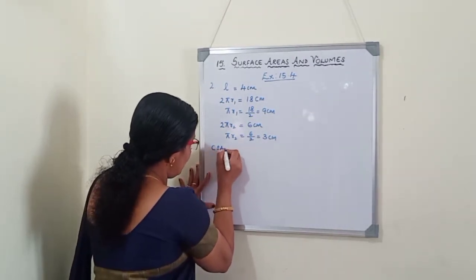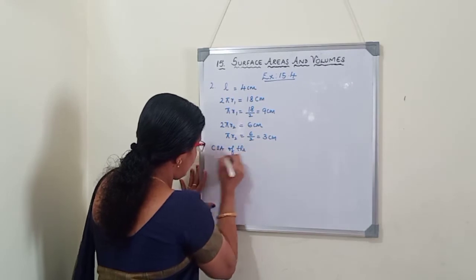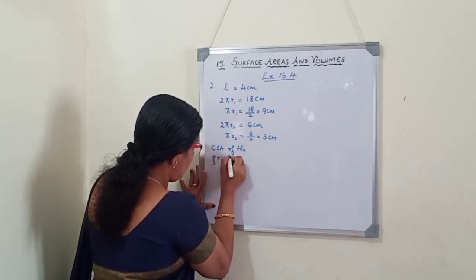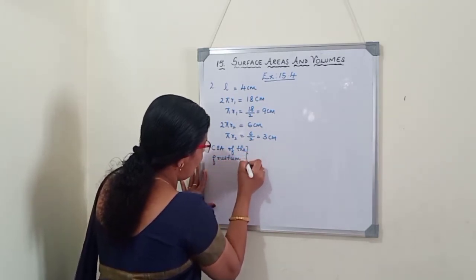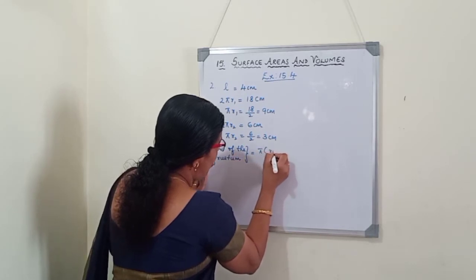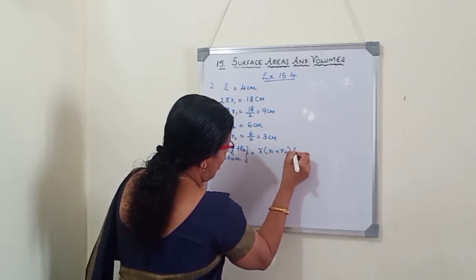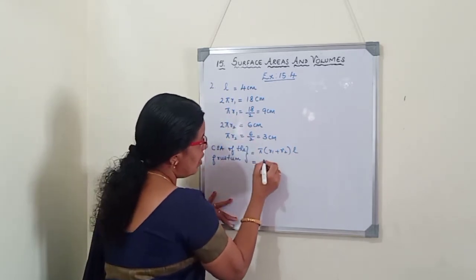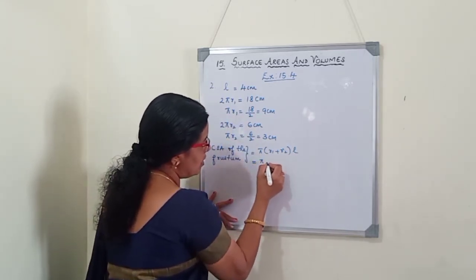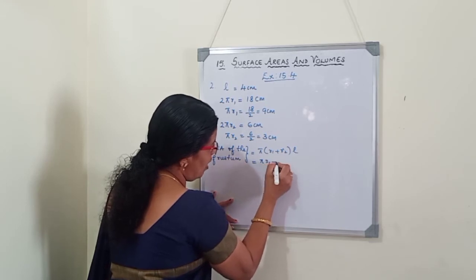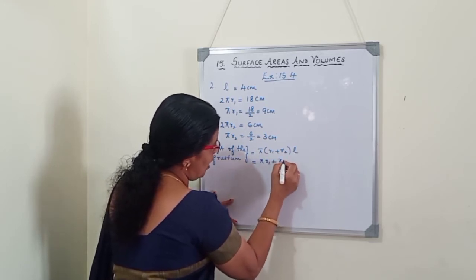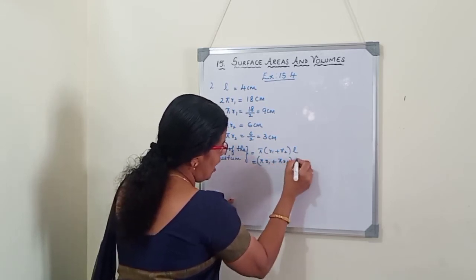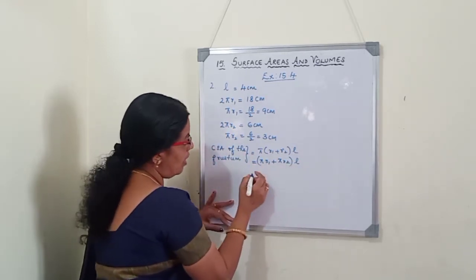So CSA of the frustum equals, CSA of the frustum of a cone formula is pi into r1 plus r2 into L. This is the formula. Here we have pi r1 and pi r2 is there. So we will multiply pi inside the bracket. Pi into r1, pi r1 plus pi into r2, pi r2, bracket L we will write.